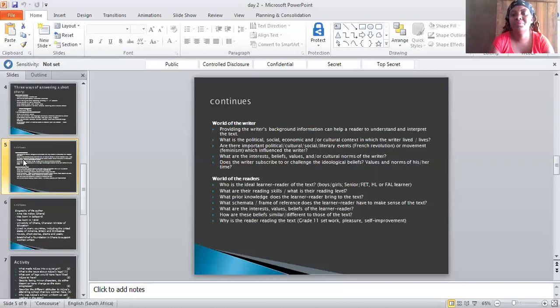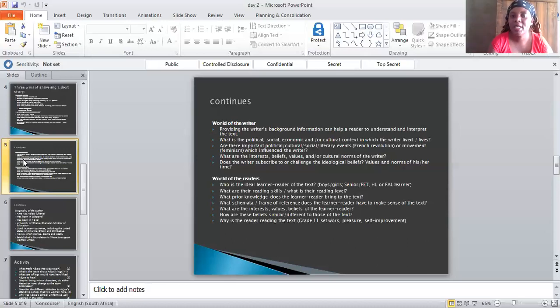Now, who is reading that? Who is the ideal learner reader of the text? Is it a boy or is it for girls? Is it for senior phase or is it for FET? Is it for home language people or is it for first additional language learners? These are the things that you should have in mind before attempting what? A short story. What are their reading skills? The level of reading of that particular reader. So you should find all these things when you are reading a text. That's when you find the intention of the writer, the author.